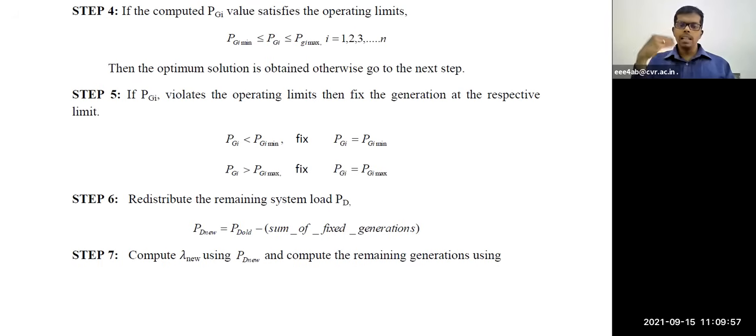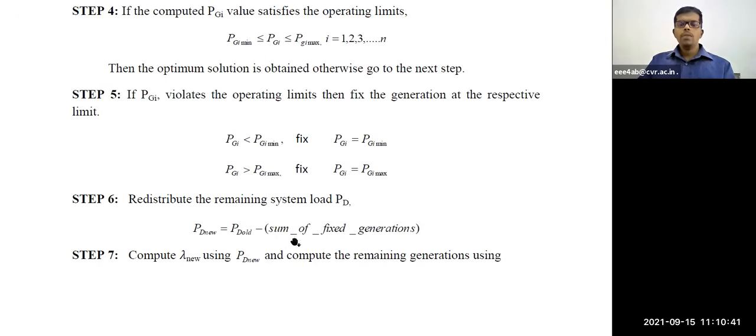Say PG1 is not satisfied, PG3 also not satisfied. Say we fix PG1 to 400 megawatt, and PG3 we fix to 50 megawatt. So we need to sum up these values, that is 400 plus 50, so 450 megawatt. Say for example, the PD old demand value is 1000 megawatt, minus the sum of the fixed generation, 400 plus 50, 450 megawatt. So what is the PD new? PD new demand is equal to 1000 minus 450.